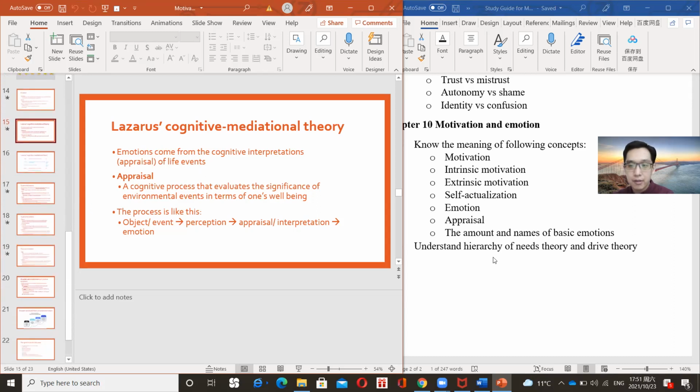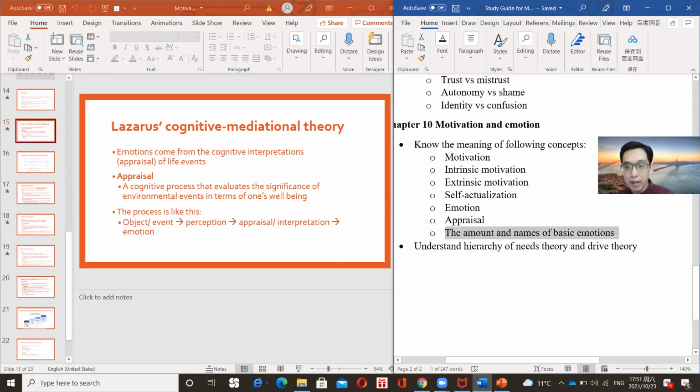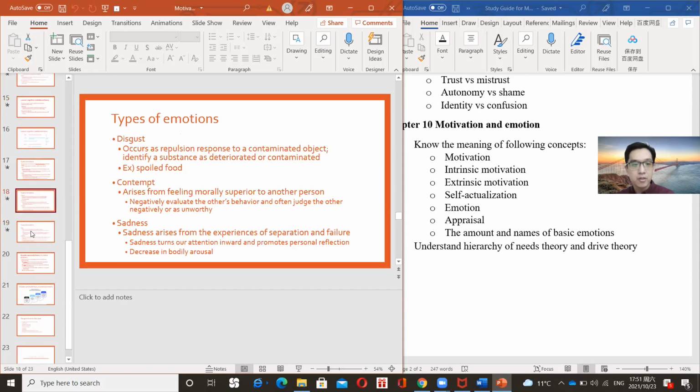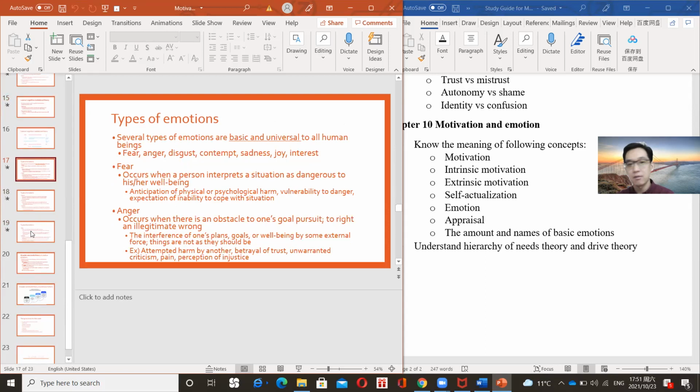Okay, so next we need to know the amount of and the names of basic emotions. So we know that some emotions are basic and universal to all humans. It means that every person has those emotions, no matter what. That's determined by our genetic makeups. As long as that one is a human, that one person has these types of emotions.